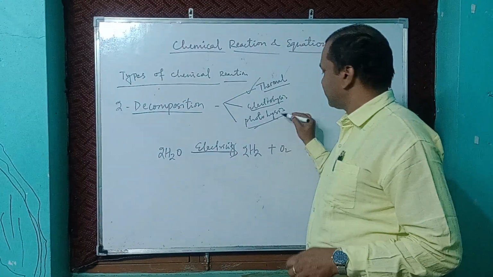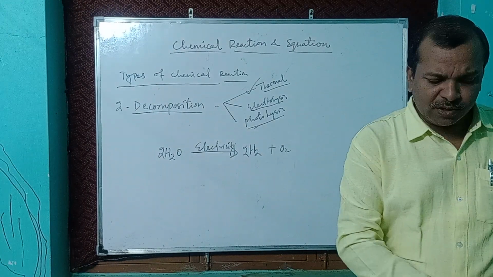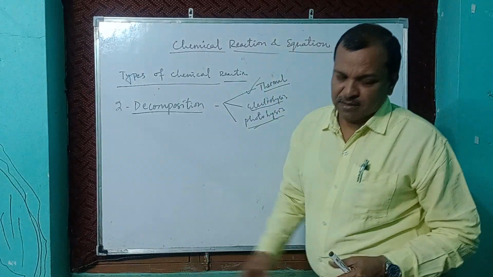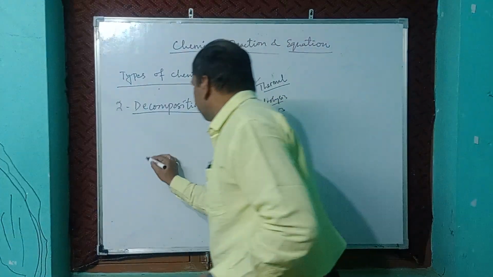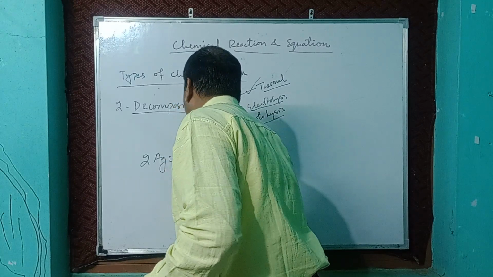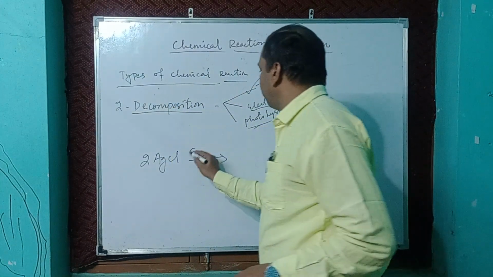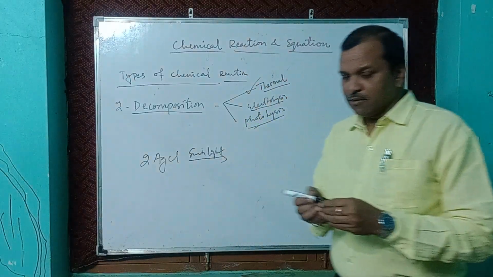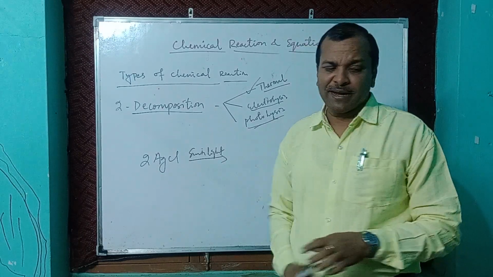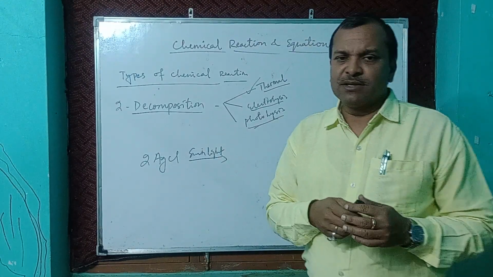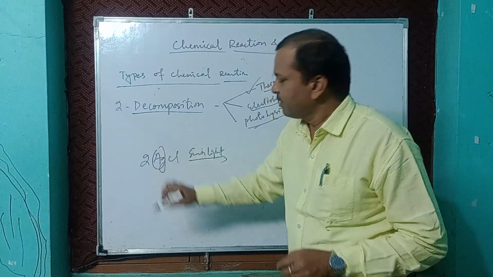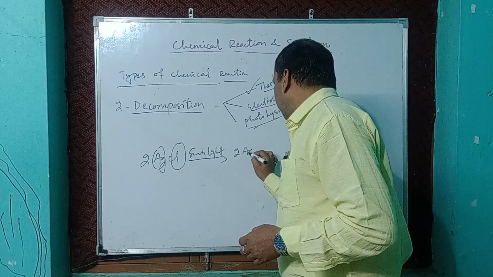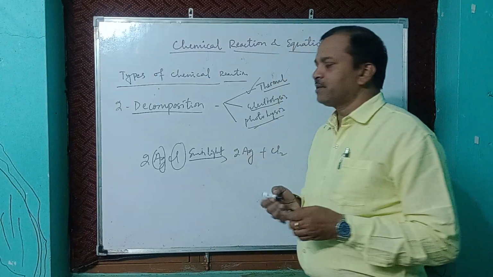Third one is photolysis. Let us go to photolysis decomposition. Here we will take 2 AgCl and sunlight will be provided. When AgCl is exposed to sunlight, what do we get? We get 2 Ag and Cl2 gas will be liberated.